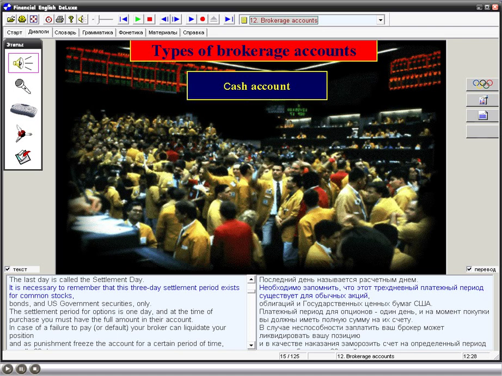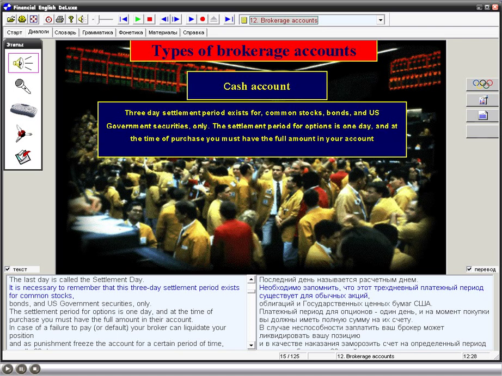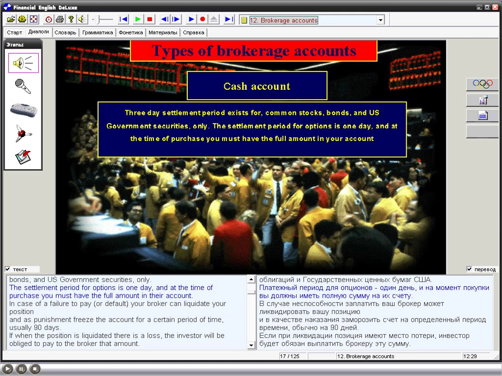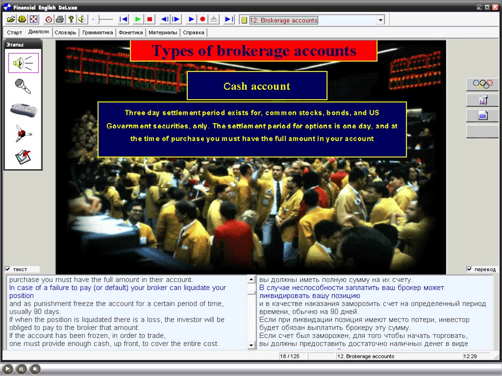It's necessary to remember that this 3-day settlement period exists for common stocks, bonds, and U.S. government securities only. The settlement period for options is 1 day, and at the time of purchase, one must have the full amount in their account.